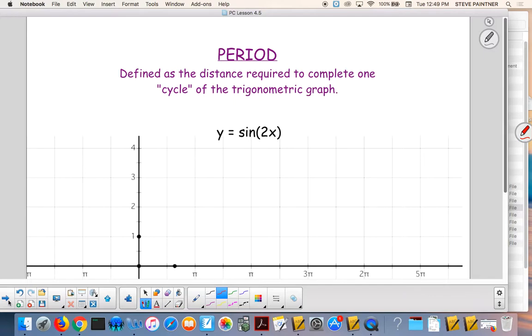Okay, let's talk about the period again. The period is defined as the distance required to complete one cycle of the trig graph. Well, to complete the whole cycle, you have to go pretty much around the circle to get back to here. So the period is what? 2 pi. Okay, so y equals sine of 2x is going to do something to your graph. When the number 2 is in front of x inside, that's a horizontal, isn't it?